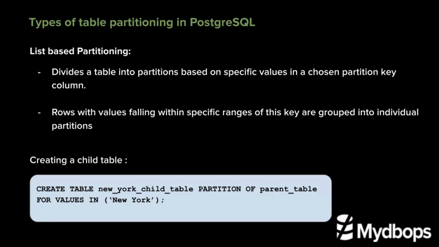Then we have the list-based partition, where a table is divided into partitions based on specific values in the chosen key column. Rows with specific values of this key are grouped into individual partitions. So here is the syntax for creating the child table partition for the list-based one, where we are using a list object, which in this case is a city.